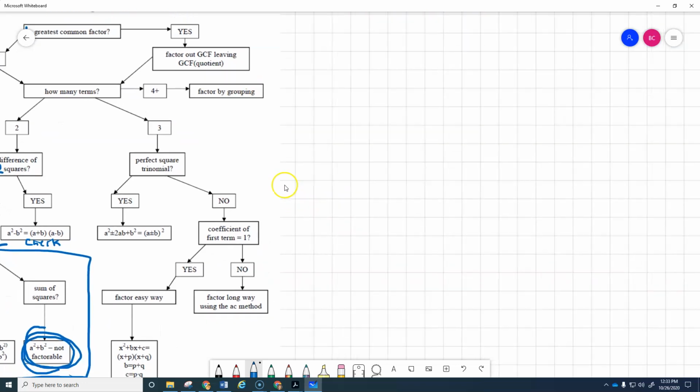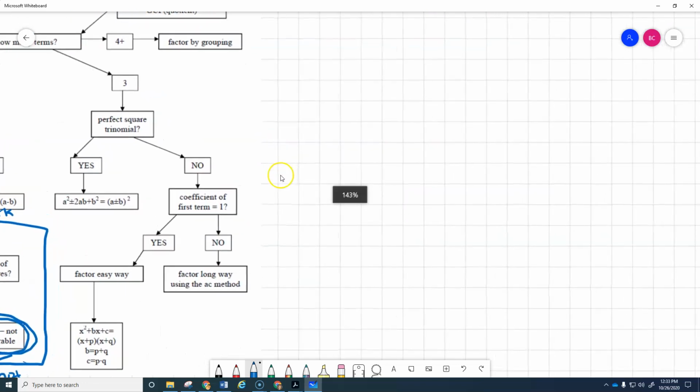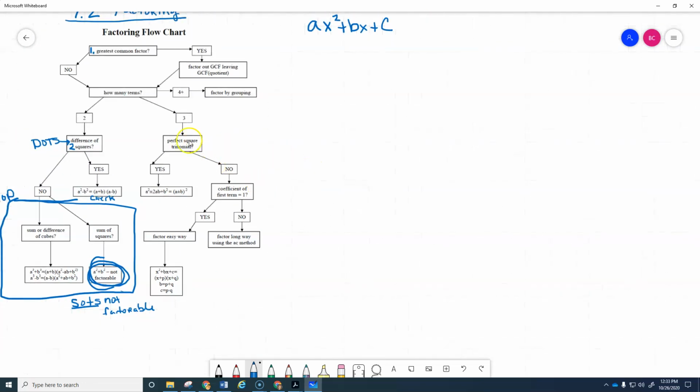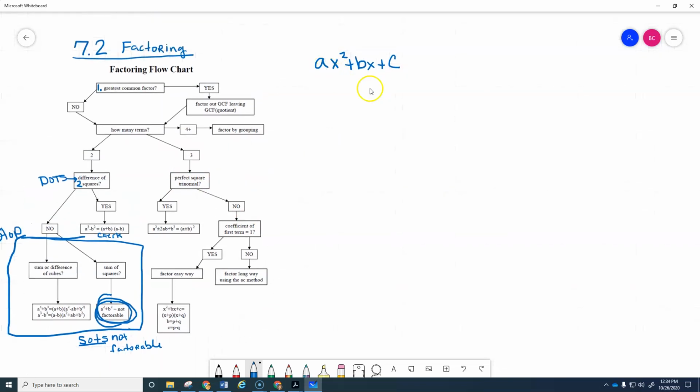But what if it's not a perfect square trinomial? If it's not a perfect square trinomial, it looks like we have a new question to ask. So we know that it is a trinomial, because we said that it has three terms. It's not a perfect square trinomial, so now we have a new question. And the new question is: is a equal to 1? The coefficient of the first term, they're asking you right here, does a equal 1?